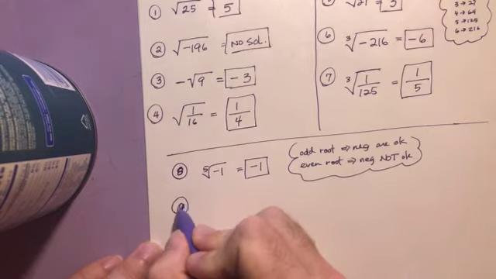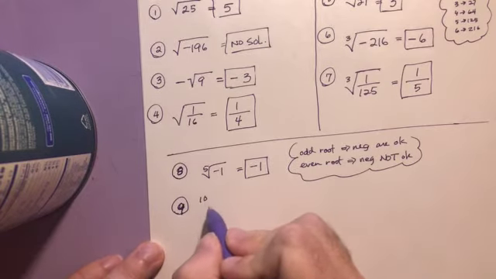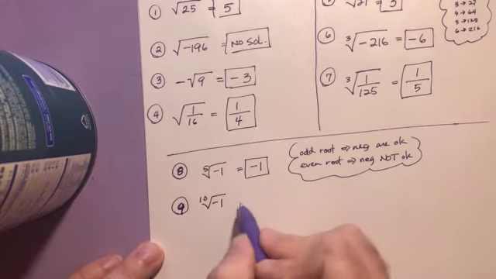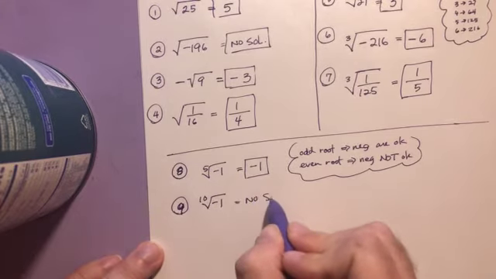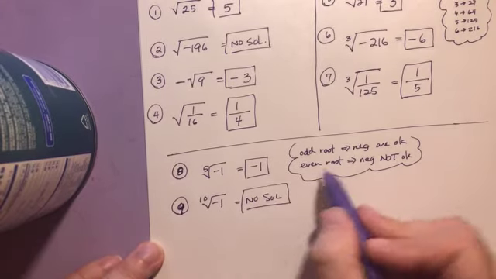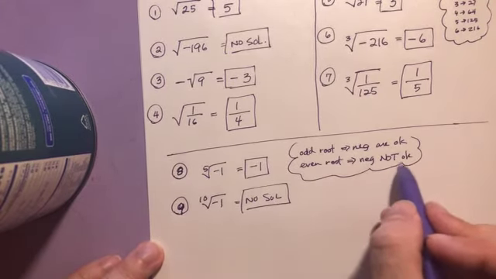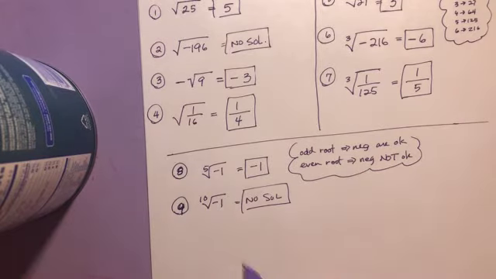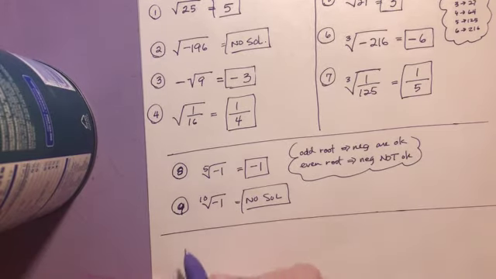And then for number 9, it's a 10th root of -1. That's going to be no solution because even root, negative's not okay. Because you can't multiply something by itself 10 times to give you a -1. It'd be a +1. All right.